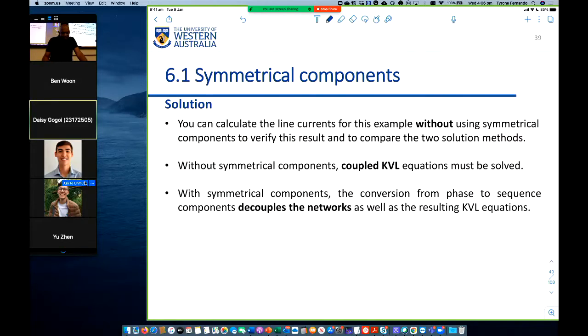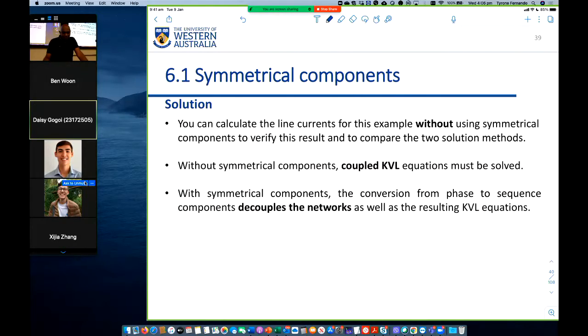So you can calculate the line currents for this example without using symmetrical components to verify the result and to compare the two solutions. Because you have a network, you can just apply Kirchhoff's voltage law and current law, and solve this using KVL and see if you get the same answers. So that will be a good exercise to do.